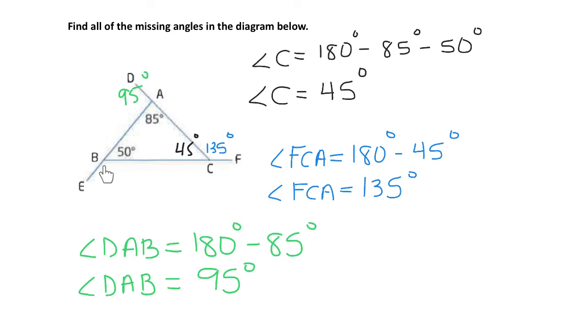So there are 2 ways that we could choose to do this. We could continue using the same method that we've been doing for the other 2 exterior angles, because I know that angle EBC is supplementary with angle B. Angle B is 50 degrees. So together, these 2 angles should add up to 180 degrees. So that is one way that you can choose to calculate it.